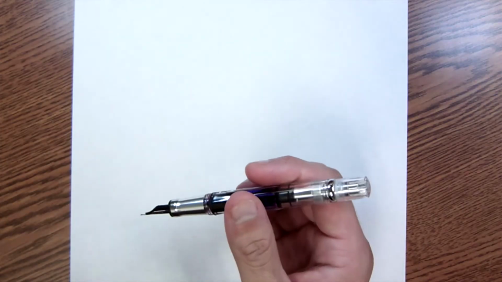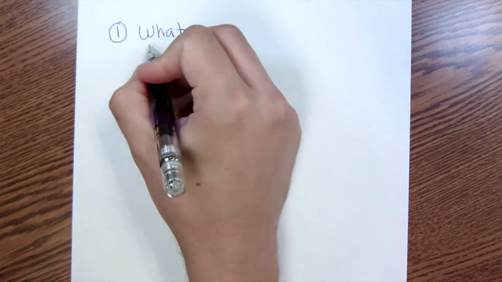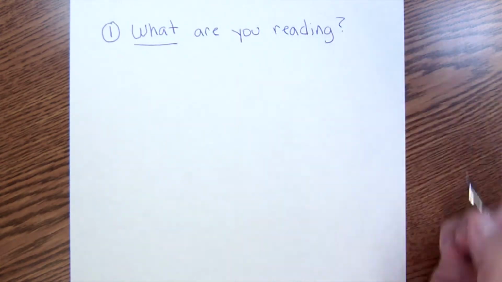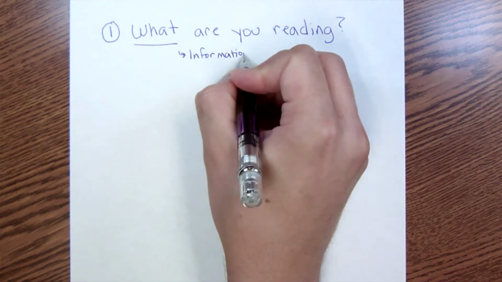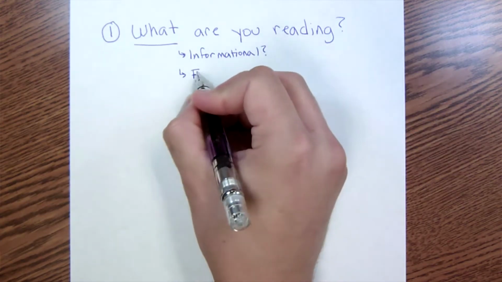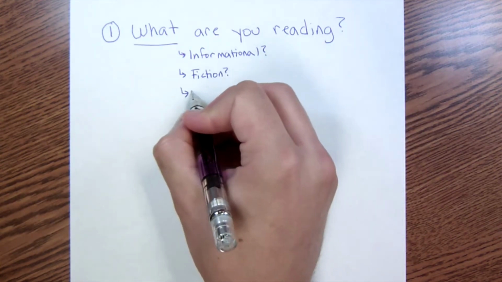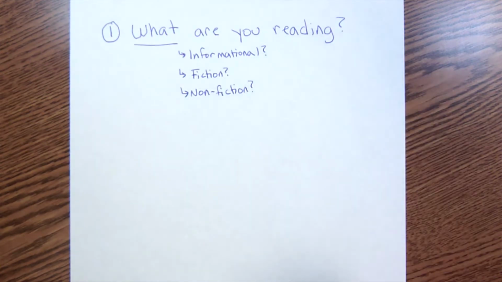Now, the first thing that you need to know when you sit down to annotate is what you're reading. And this sounds really simple, but think about it. Sometimes you jump into reading without being sure what you're looking at. So take a second and stop and ask yourself, what are you reading? Are you reading an informational text like a news article? Are you reading fiction, like a story? Or are you reading nonfiction, which is told like a story, but it is events that actually happened? What are you reading? It's really important that you know.